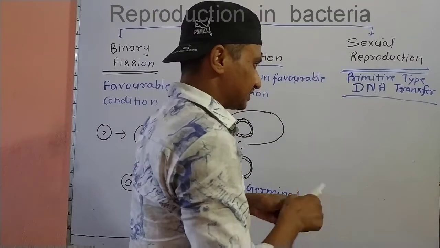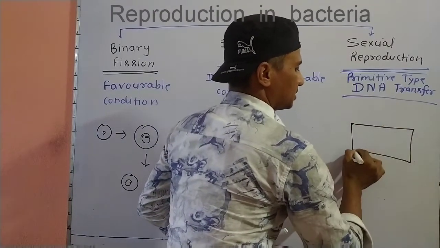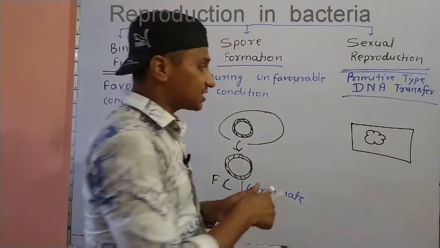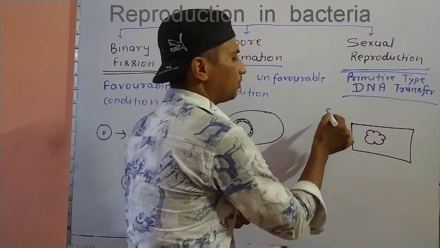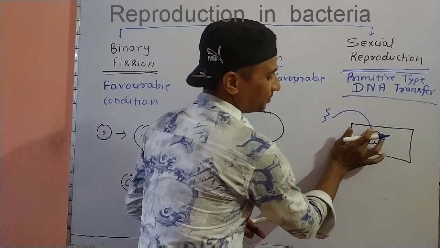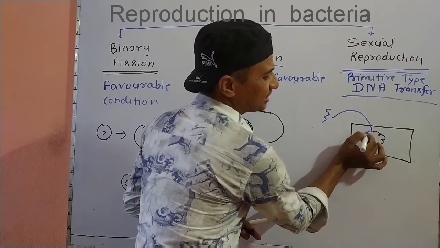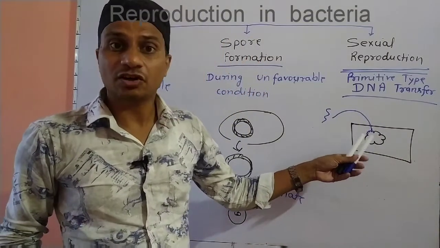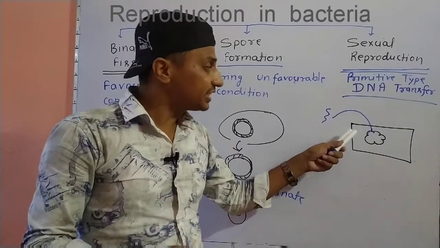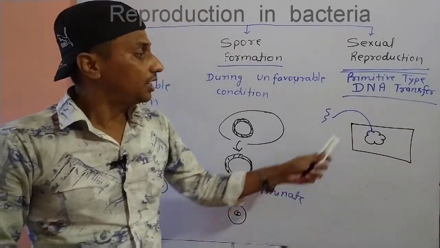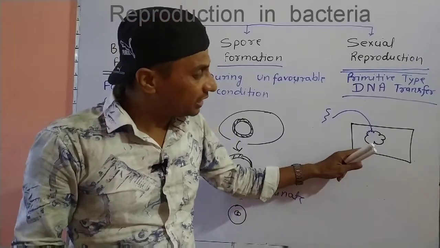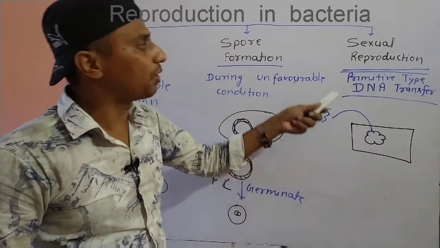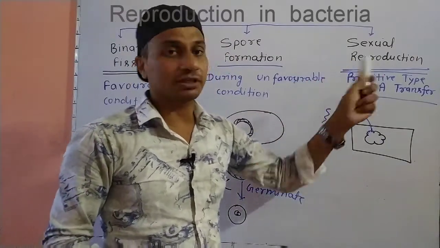This is your bacterial cell and this is the bacterial genome. If an external genome comes and connects with this original genome, then what will happen? The genetic structure of this bacteria is changed. Due to change in this genetic structure, the phenotype is also changed. When genotype is changed, phenotype is also changed. This change in genotype and phenotype of bacteria is called sexual reproduction.